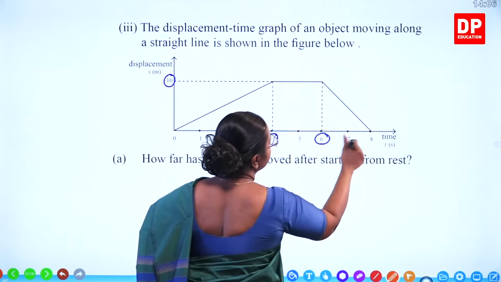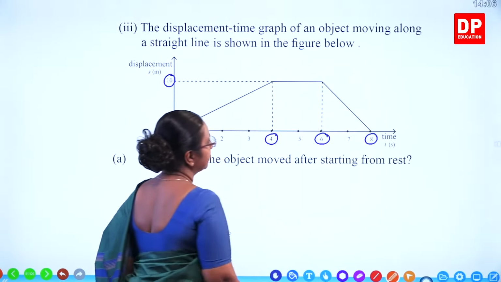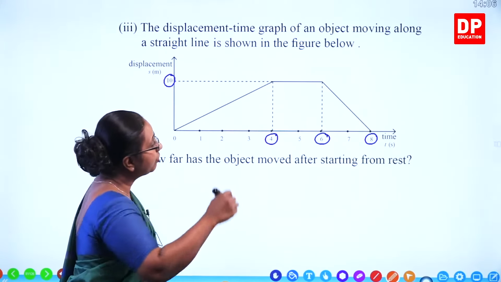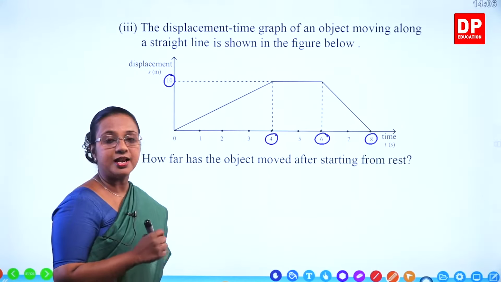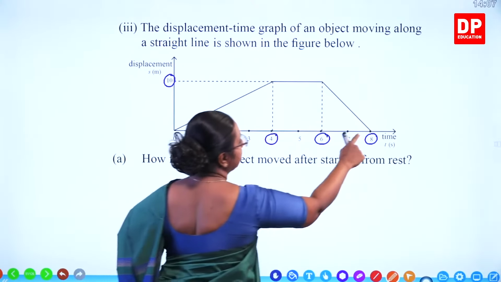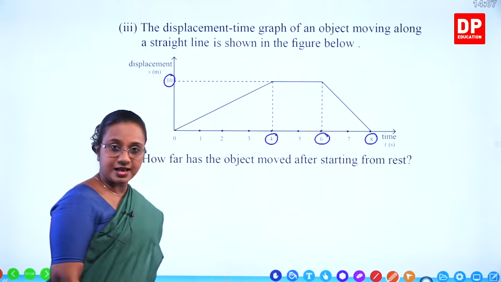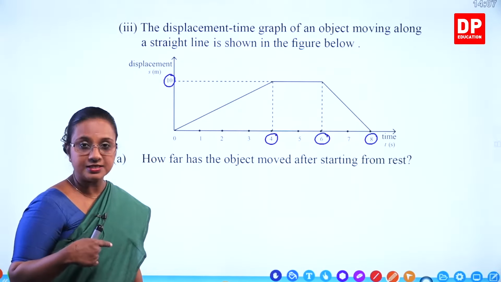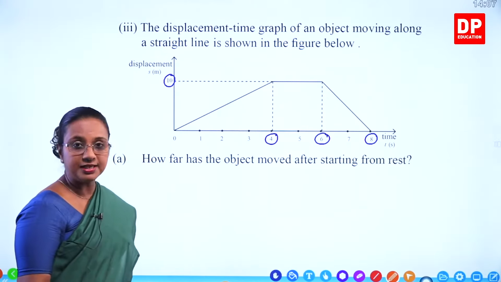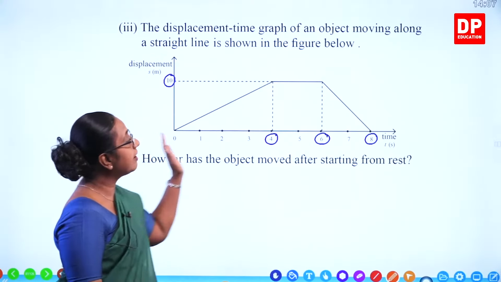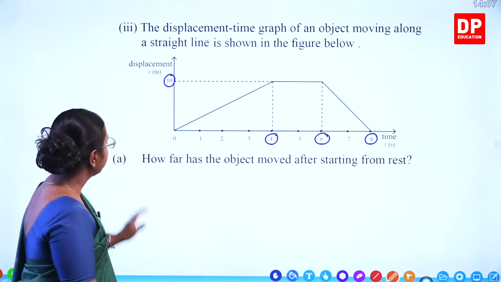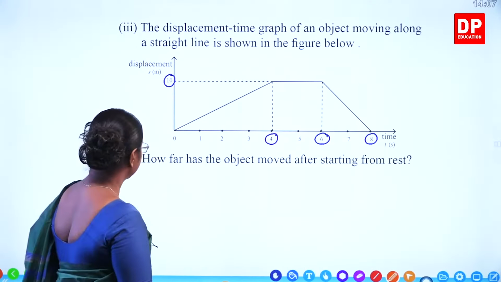And finally, from 6 seconds to 8 seconds, the object goes back. If the slope is in the opposite direction, that means the object is moving backwards. And finally, it touches the x-axis. So, displacement is 0. Therefore, it is moving in the opposite direction. So, now you have an idea about the movement of the object. Now, we will go on to the questions.